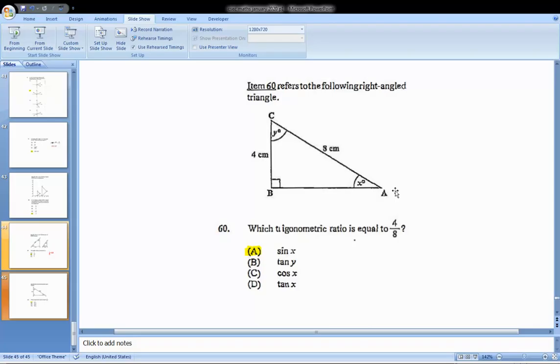So this is it. We have come to the end of part 2 of the CSEC Maths January 2020 paper 1. So we have completed the paper in full.